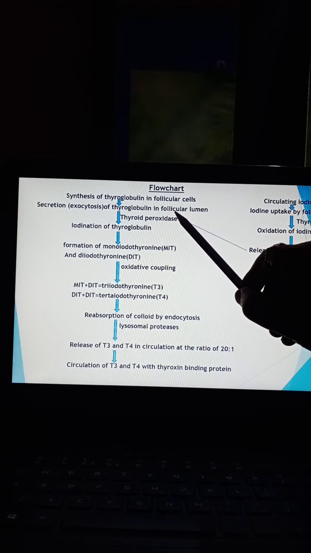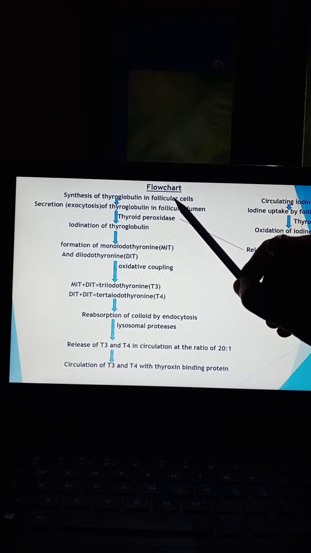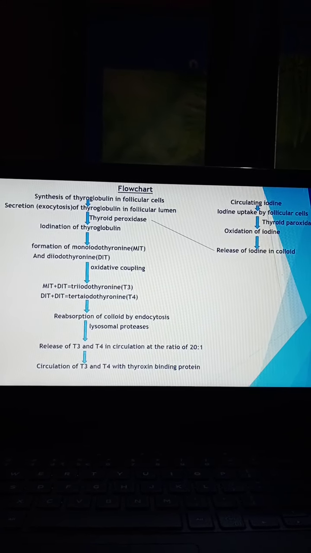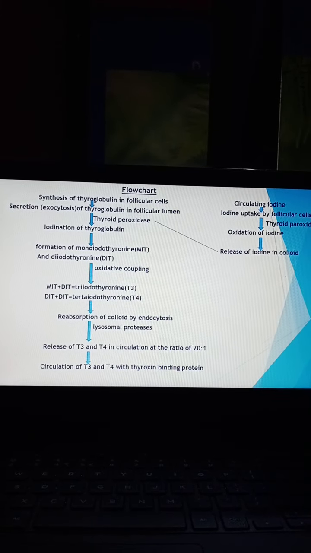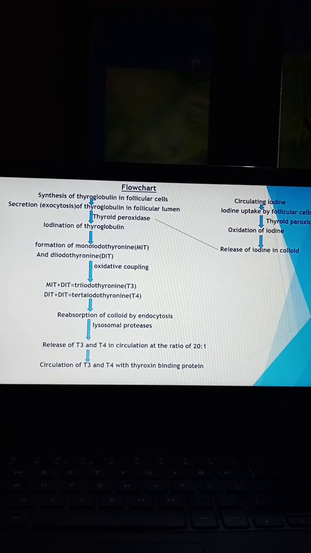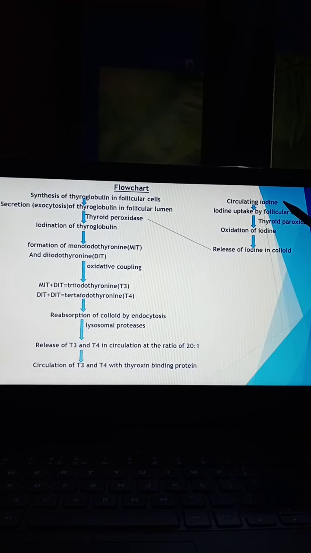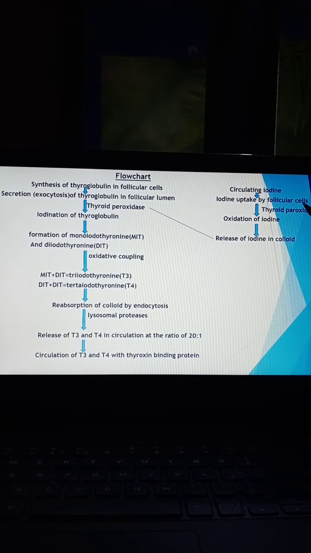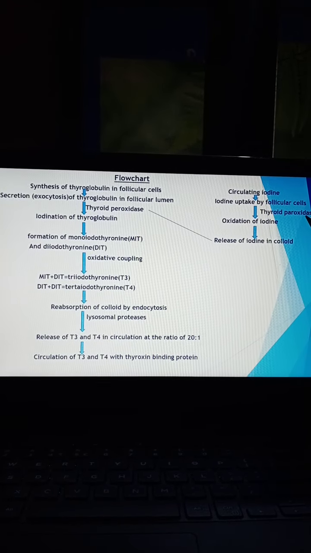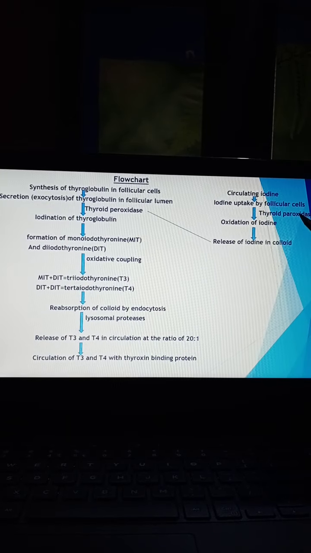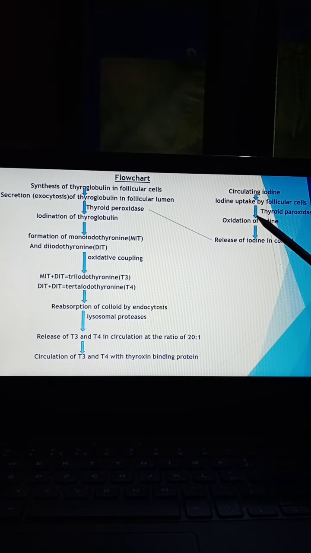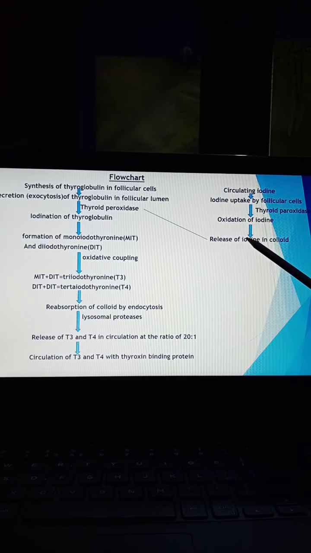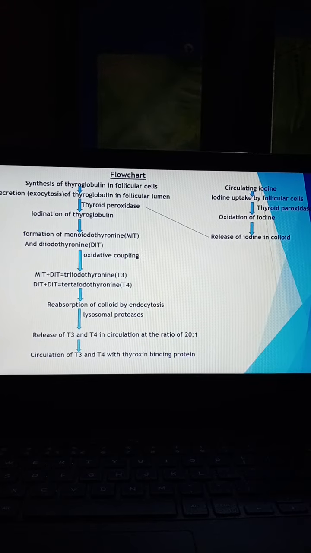At the same time, the second thing happens in the follicular cell, that is about the circulating iodine. Through the capillaries near the follicles, this circulating iodine is taken up by the follicular cells. Then it is acted upon by the thyroid peroxidase enzyme. After this, the oxidation of iodine takes place, and then the release of iodine in colloid is the next step.